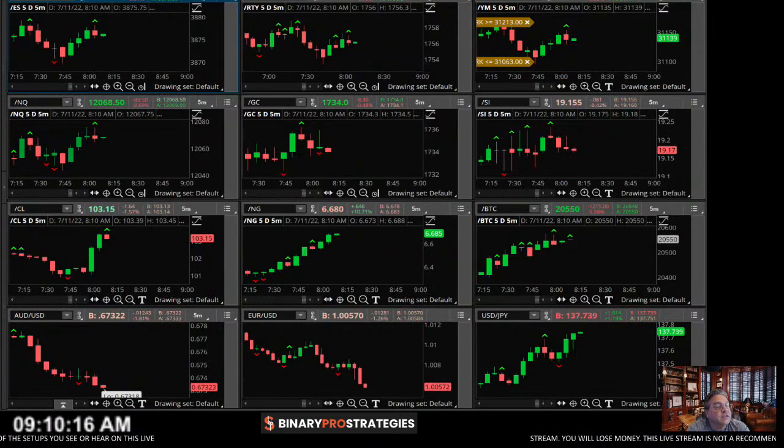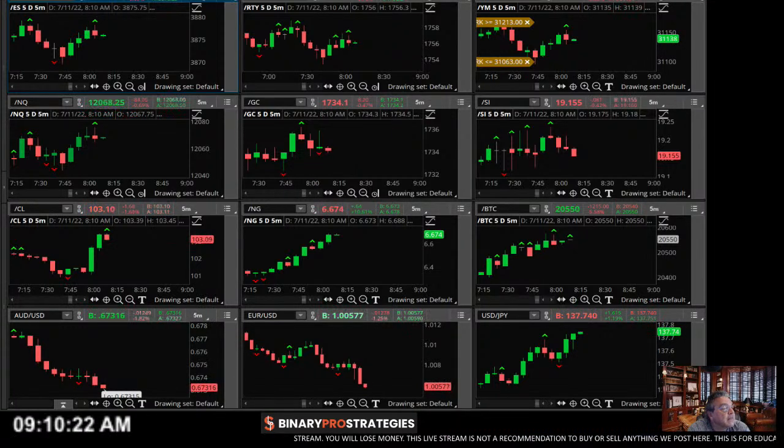Okay, so we did hit second target on crude, out of crude. Not seeing anything on the currencies. Not seeing anything on the E-mini S&P or the Russell.